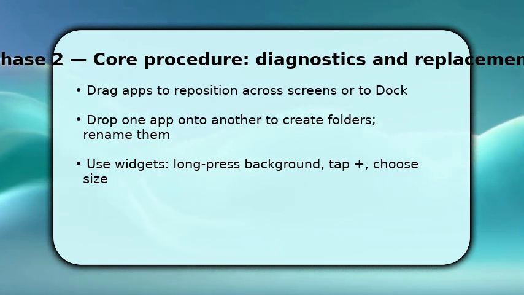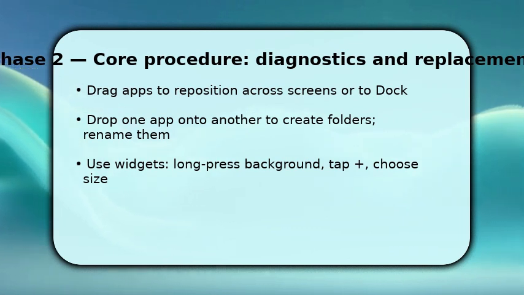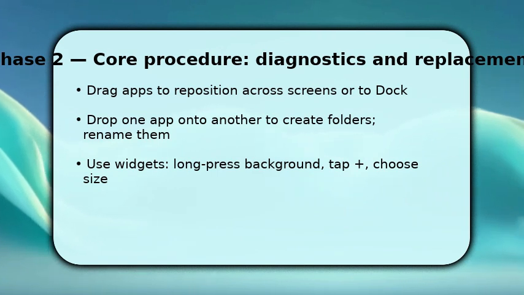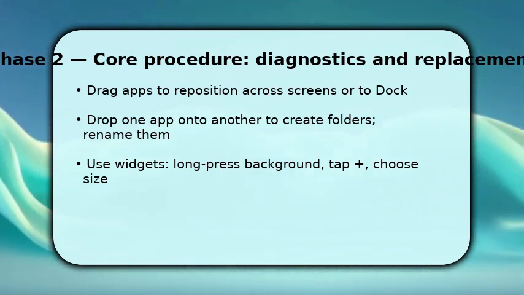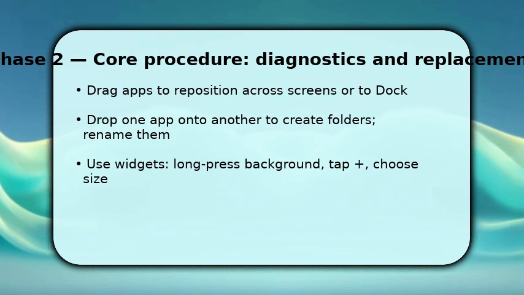for quick discovery. To add widgets, long press an empty area, tap the plus icon, pick a widget size, then place it. Widgets show glanceable info, so choose sizes that balance function with space. Once done, check page order and visibility.